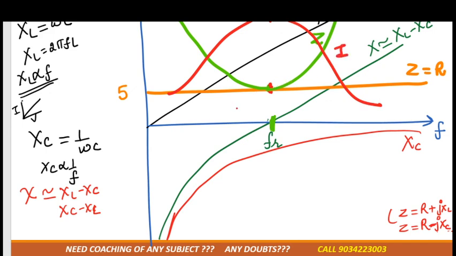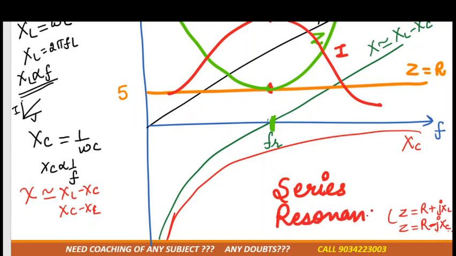This is technically known as the series resonance curve. Okay, you can write it down. This is known as the series resonance curve. This is the graph. Whenever they say describe the series resonance, you need to draw this graph, or characteristics you can say, on your own. Understood?